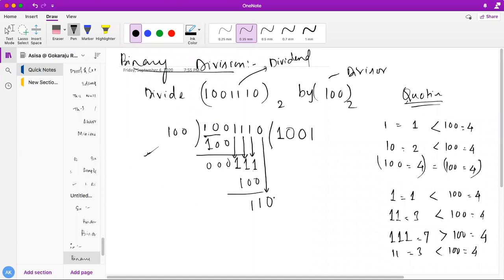So if I do 110, what will happen? Again I will have 1. 110 means it's 6, 6 is greater than 100, which is 4. I can perform the division over here. So 100 multiplied with 1 will be 100. This will be 0 after subtraction, 10. Now again this is 10.